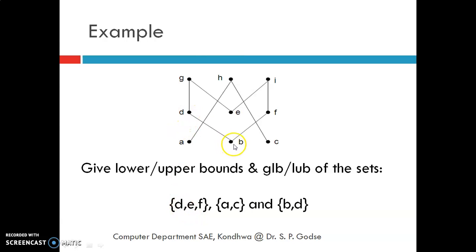Here this B is connected with D and F, but it is not connected with E. That's why B is not a lower bound. So there is no lower bound. If it is connected, then we can declare it as a lower bound of this subset. But here it is only connected with D and F, so it is not a lower bound.